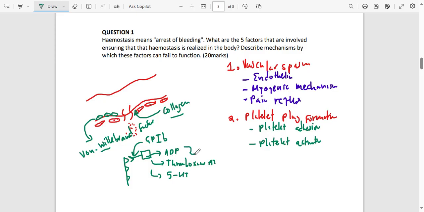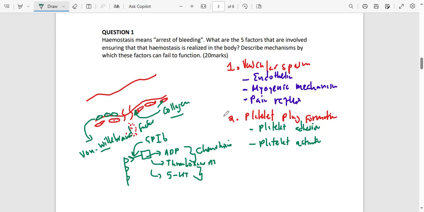What is happening is that ADP and thromboxane, these two, are going to be involved in chemotaxis. When they are released, they are going to go and bring other platelets. That is chemotaxis. And the same thromboxane with the serotonin are now going to bind to the smooth muscles that we can see here. These smooth muscles are going to further constrict, or contract, and that leads to further vascular spasms.